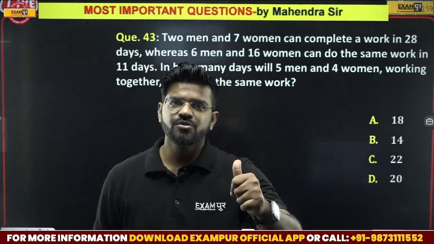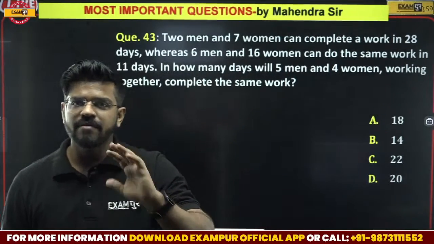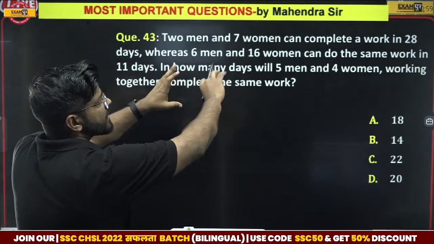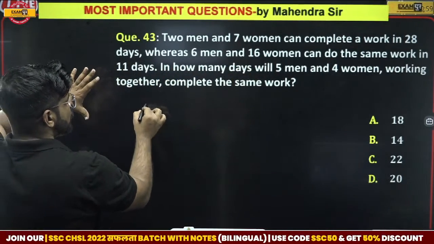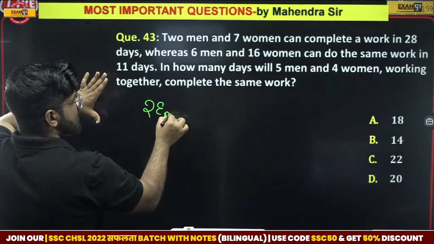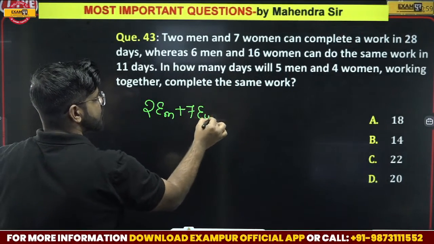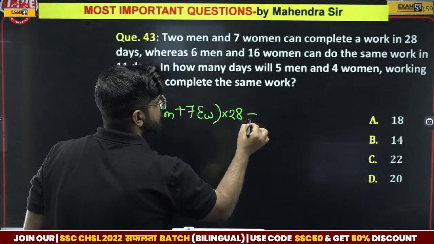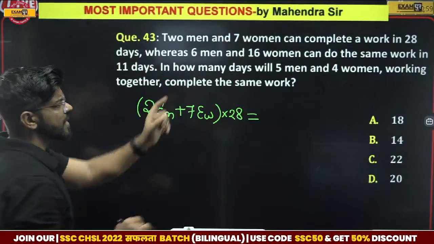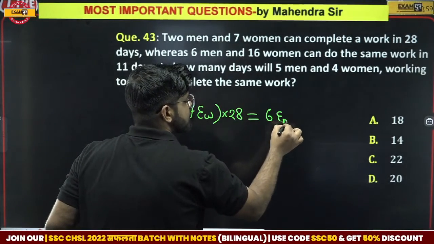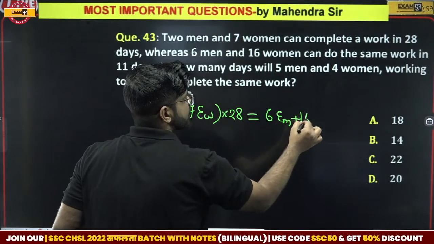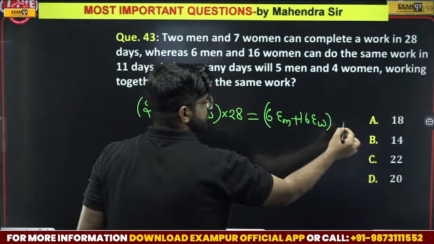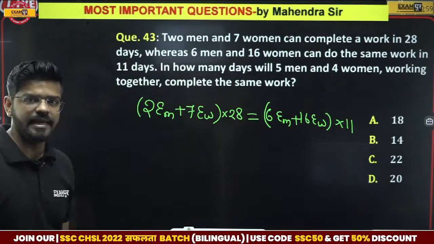So, next question. Now tell me the answer for this question. I think you have understood the concept behind that. 2 men and 7 women can complete the work in 28 days, whereas 6 men and 16 women can complete the same work in 11 days. Clear to all of you?